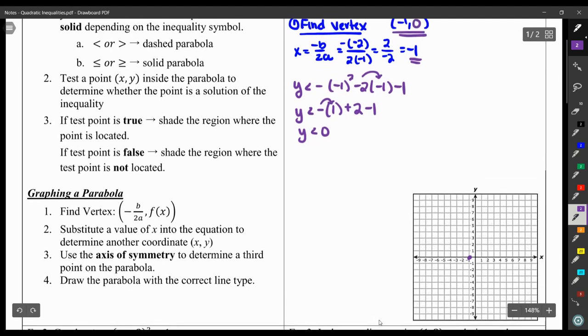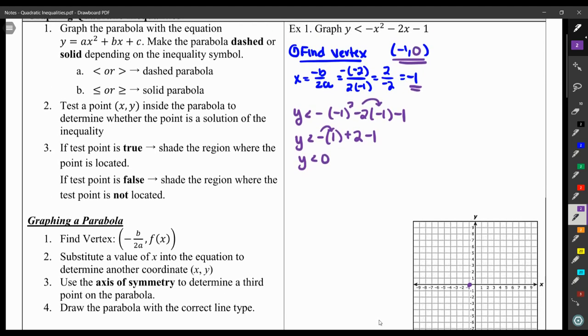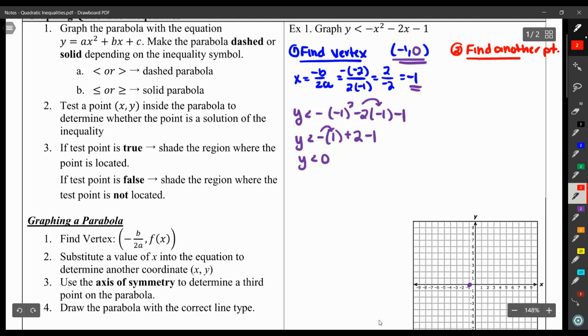Now, we need 2 more points to make an actual parabola boundary. So that's step 2. So step 2 is to find another point. Now, you can choose any x value you want. That's why they're independent variables. So I'm going to pick an easy x to work with. I'm going to say x is 1.